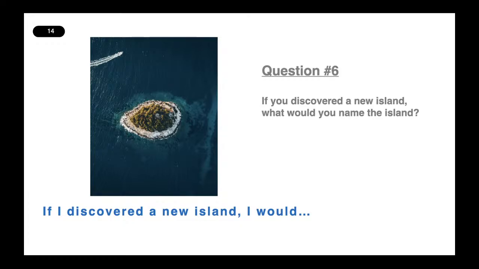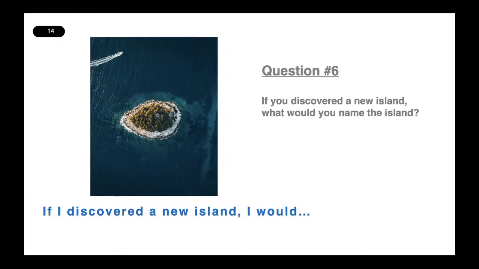Luna says, if I discovered a new island, I would name the island as Lunar. I guess Lunar Island, because you're Luna. Jung Dalun would name it Mine. Mine. It's mine, all mine. Anyone else? I'll type my answer. If I discovered a new island, I would name it Whole Island.